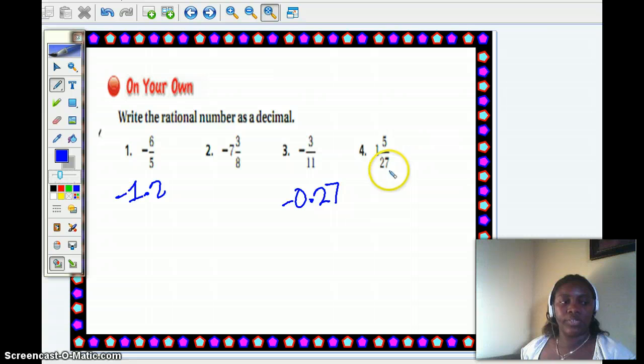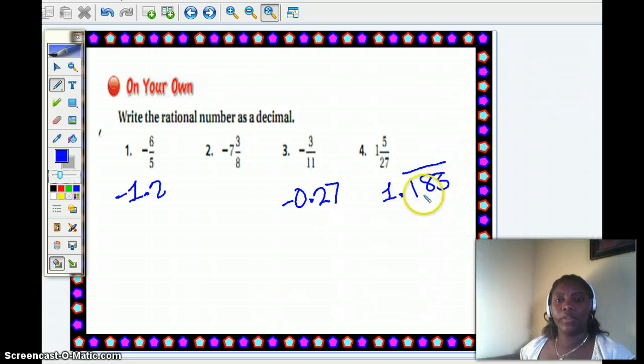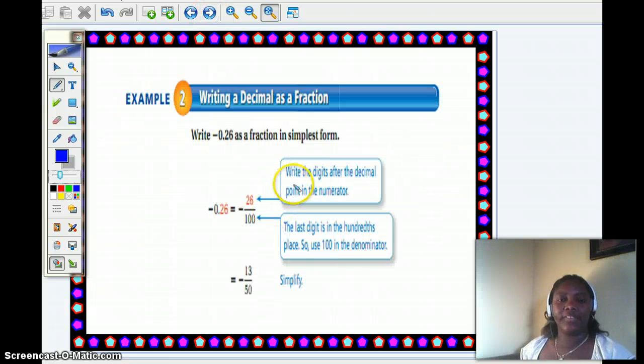And 1 and 5 over 27 will be a repeating decimal, 1.185. But with the 185, we want to make sure we put a line over it, because when we do 5 divided by 27, we get a pattern here that keeps on repeating. So we need to make sure we put a bar on top of that 185.